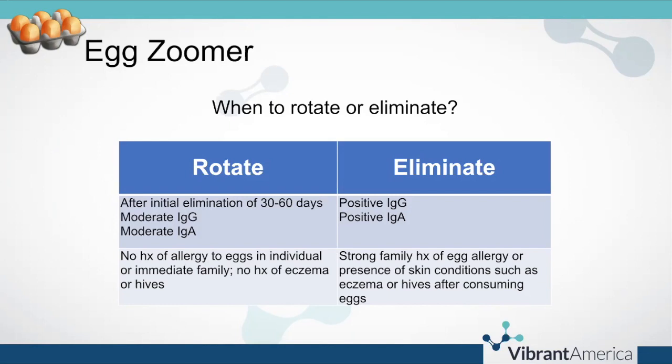And then similarly, elimination of eggs would happen if they have positive IgG or IgA, and also if they have a strong family history of egg allergy coupled with antibodies to egg on the egg zoomer, or the presence of skin conditions such as eczema or hives after consuming eggs.